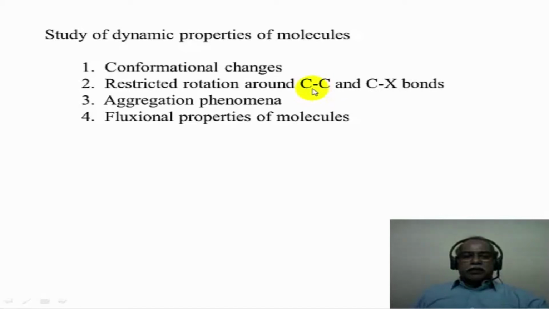studied by NMR spectroscopy. When molecules tend to aggregate in solution, such an aggregation phenomenon can be studied by NMR spectroscopy. A typical example would be pi stacking aggregation of aromatic systems in solution. Finally, the fluxional properties of molecules can also be studied. A very classical example would be the fluxional property of bullvalene that has been studied by NMR spectroscopy.